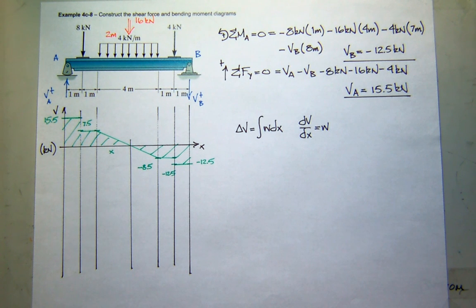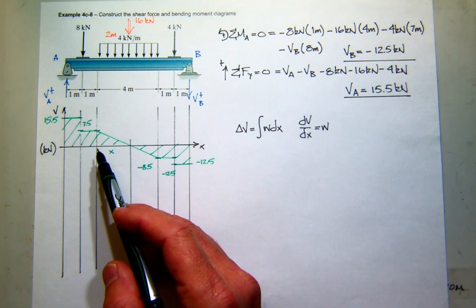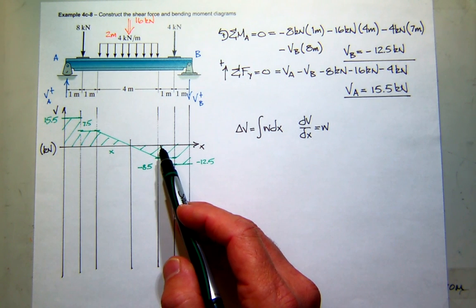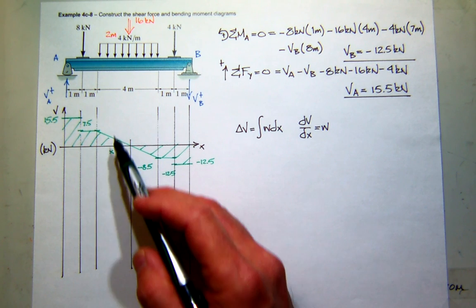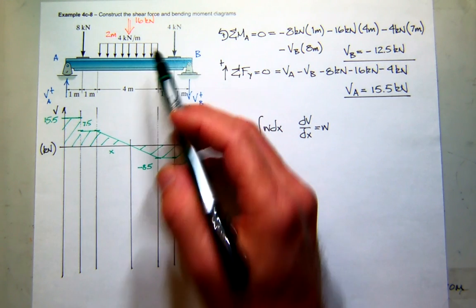What's the maximum shear? Where does it occur? What's the maximum moment? Where does it occur? What is the slope of the shear diagram between 2 and 6 meters? Why are you saying 6 meters? Between 2 and 6 meters. What's the slope of the shear diagram? It's given by the load, and the load is minus 4.